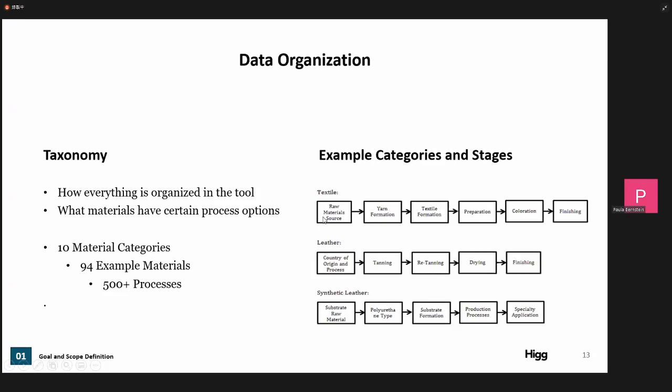So you can switch different raw materials, you can switch yarn formation in a consistent manner and know that the boundaries are the same. So this provides the most flexibility to the user and also ensures we have consistent boundaries for every process and material.